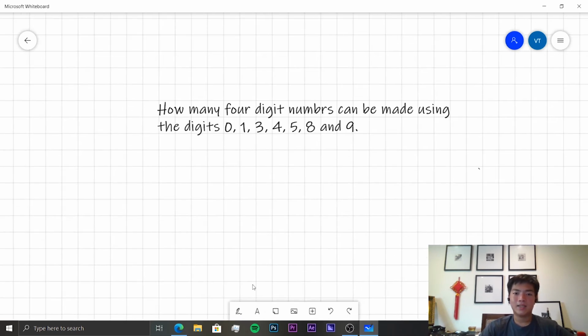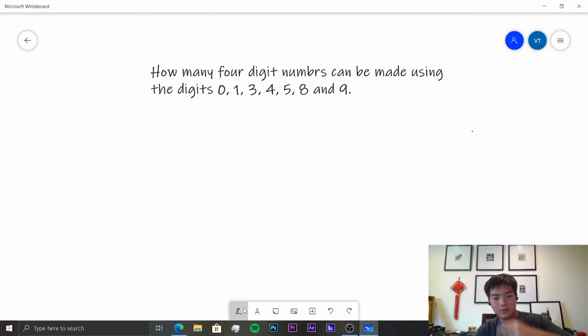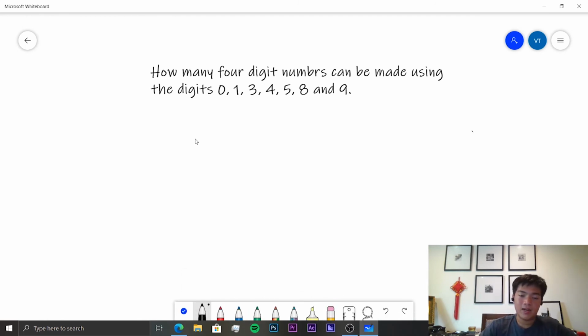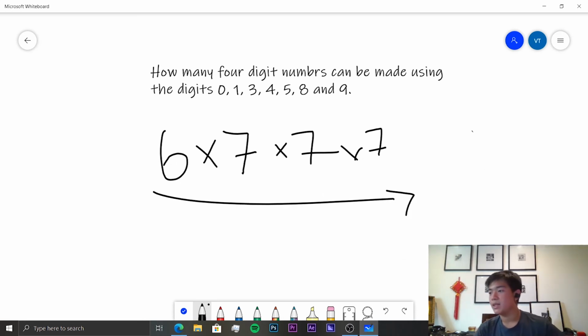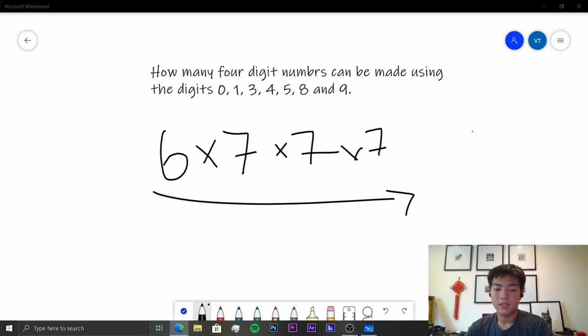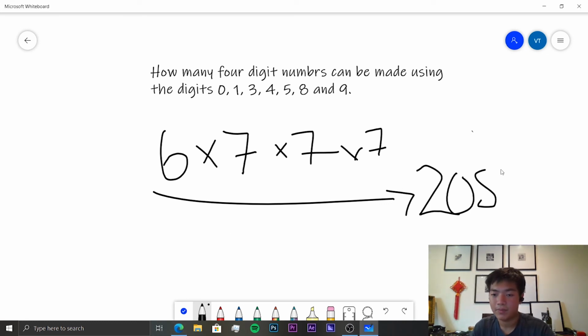So we still need to account for the fact that 0 cannot be the first number. How many numbers can be in the position of the first digit? There would be 6 numbers. How many can be in the position of the second digit? 7. Third digit, 7, and fourth digit, 7. And so the sum is pretty simple. It's just 6 times 7 times 7 times 7, which is equal to 2058, which is the correct answer.